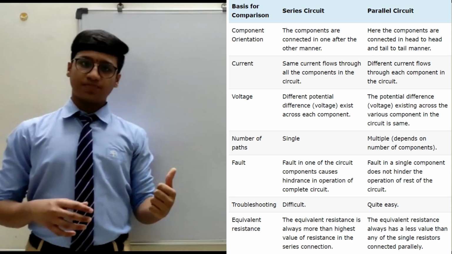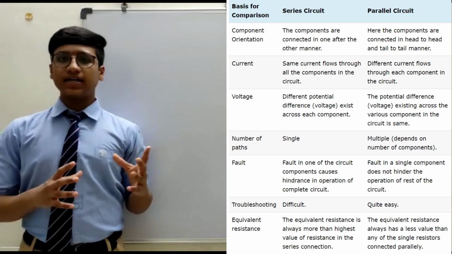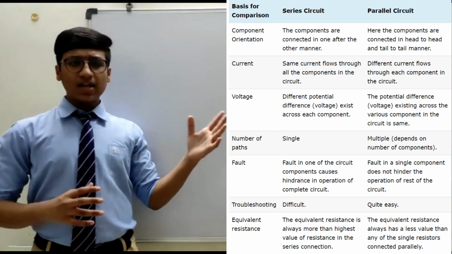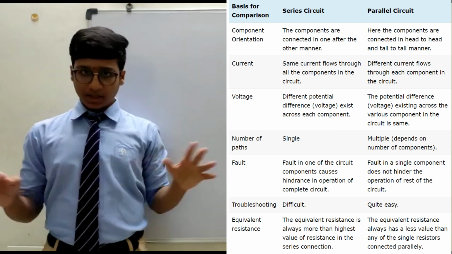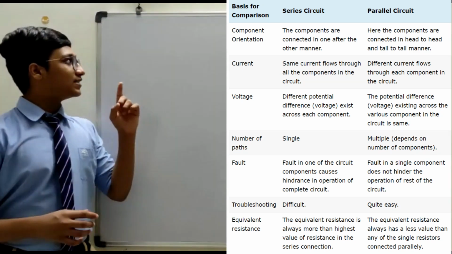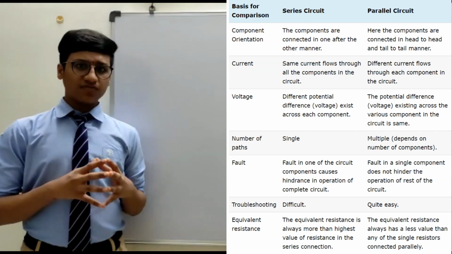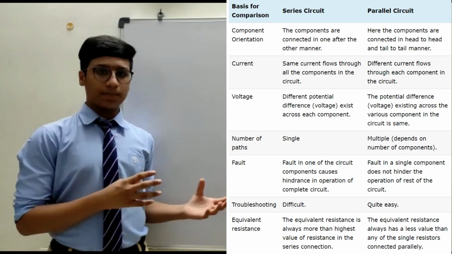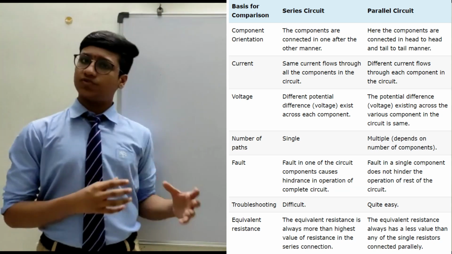Fourth is number of paths. In series, the current has only a single path to follow, while in parallel circuit, the current has multiple paths to follow. Fifth is fault. In series circuit, if there is a fault in any one of the components, the electric current flow disrupts. Thus, none of the components work.